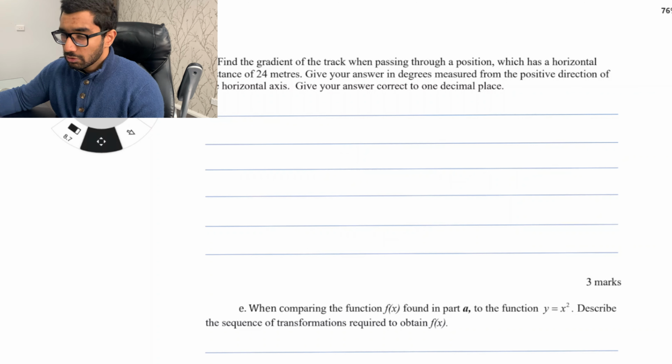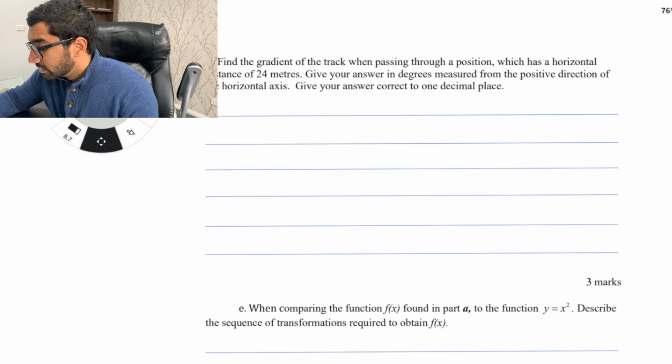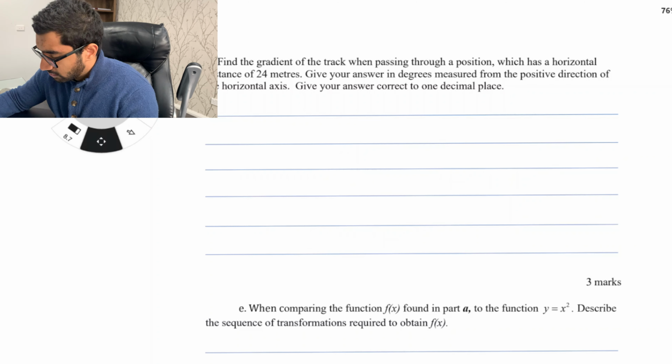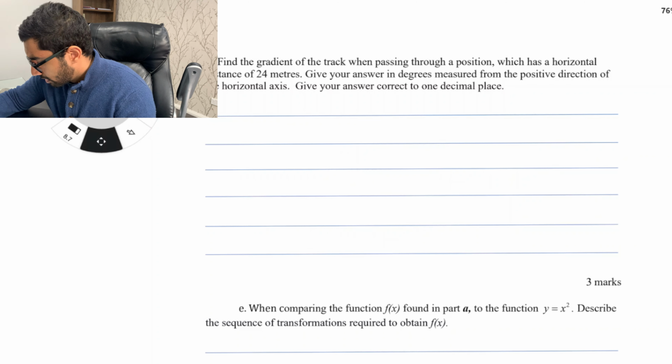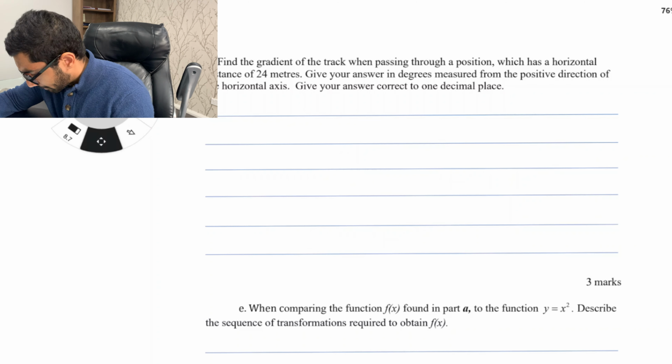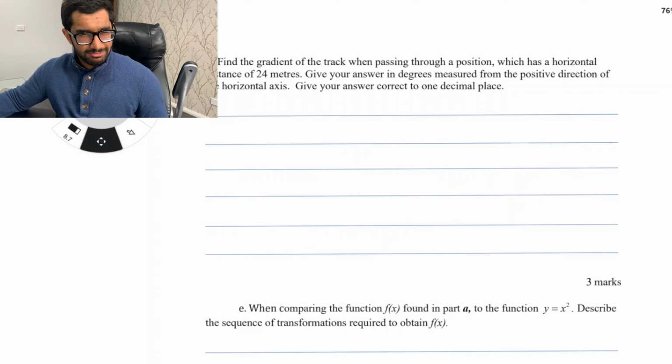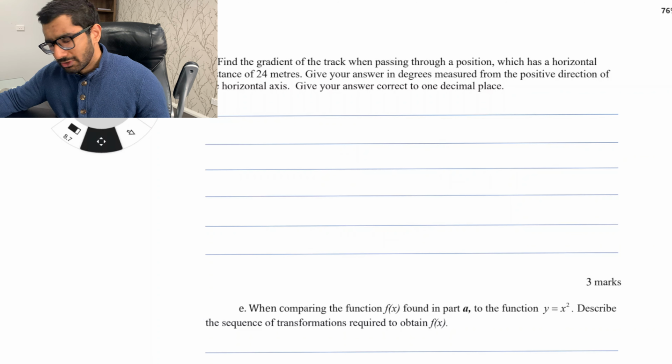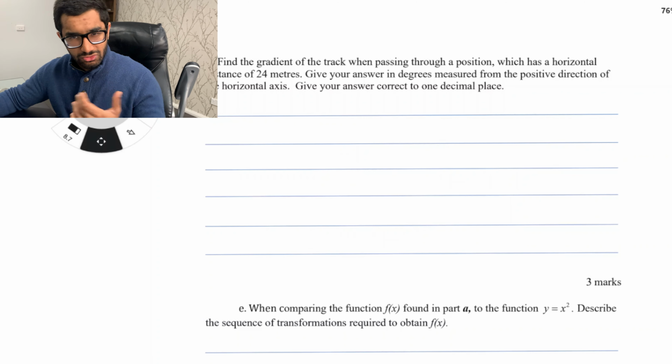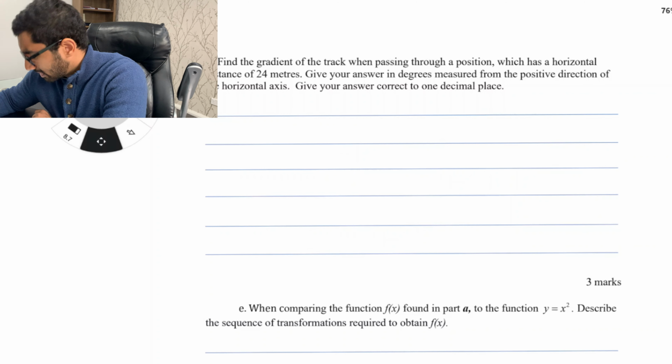So basically x is equal to 24. Give your answer in degrees, measured from the positive direction of the horizontal axis. Give your answer correct to 1 decimal place. Okay, so it's a little bit strange here because we're talking about gradient and angles. So I'd probably just hedge my bets and write down both of them, because why not? But let's talk about it.